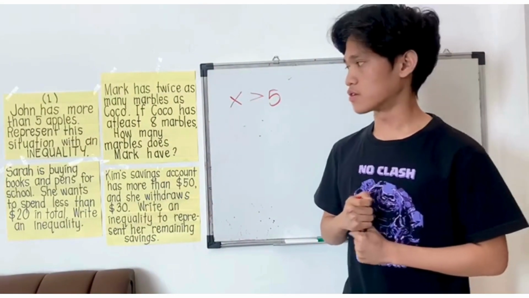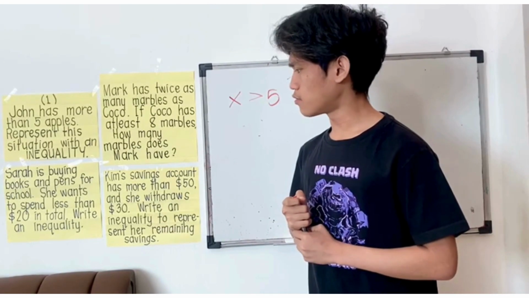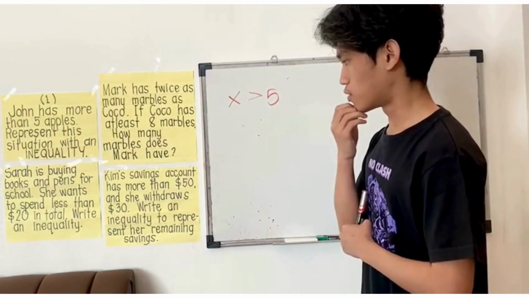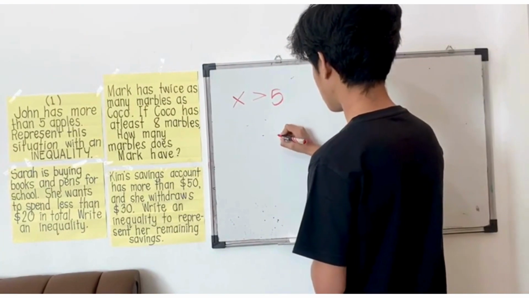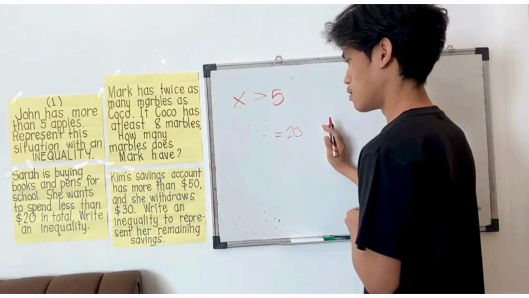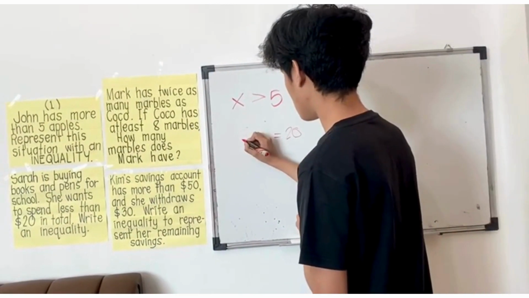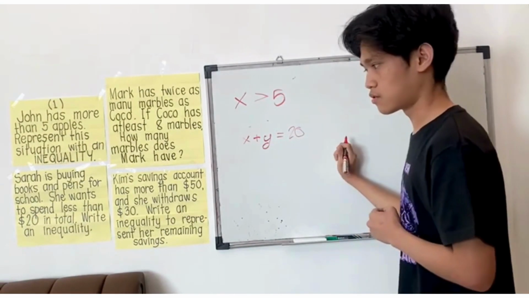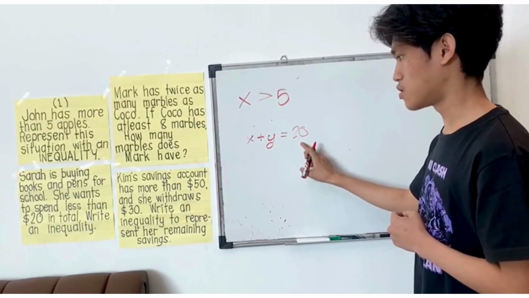Okay, next, the second question. Sarah is buying books and pens for school. She wants to spend less than $20 in total. Write an inequality. Okay, so first of all, we can't exceed more than $20. So let's start with equals 20, because we can't go more than 20. Since there are two variables, the books and the pens, we can just say x plus y equals 20, because she is buying both books and pens for school, but she can't exceed $20.